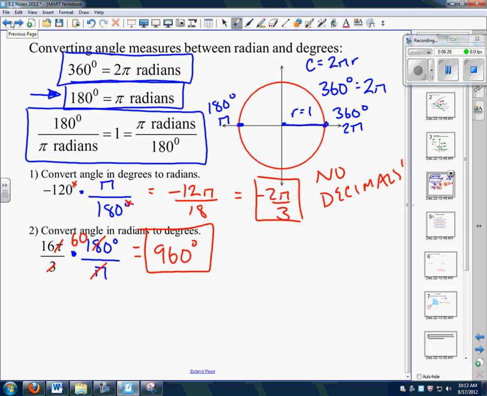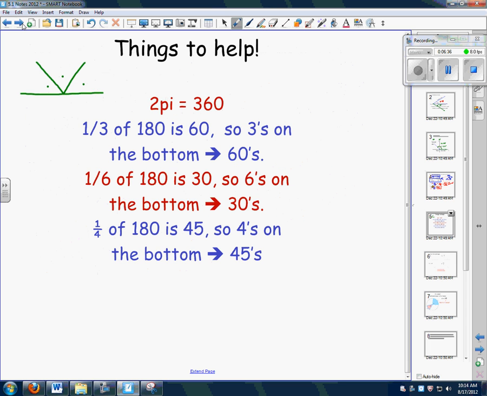We had 16 pi over 3. It came out to a multiple of 60 degrees. There were 16 of those 60 degrees. So 1/3 pi, or pi over 3, should be 60. 2/3 pi should be 120. 3 pi over 3 should be exactly 180. Okay, so a third of 180 is 60. So thirds on the bottom comes out to a multiple of 60 degrees.